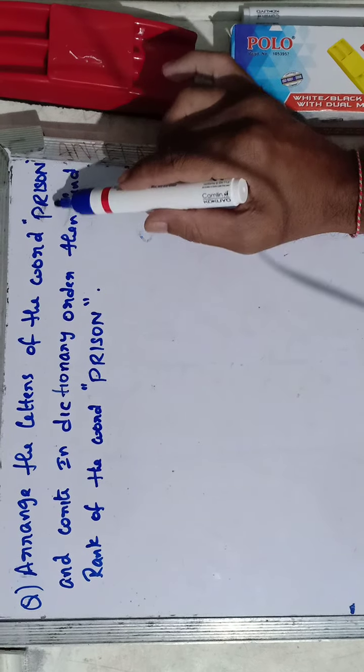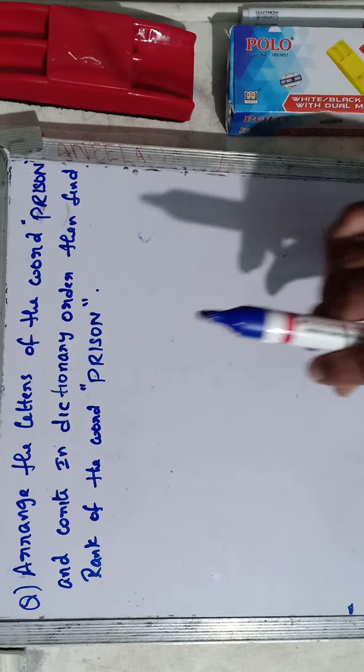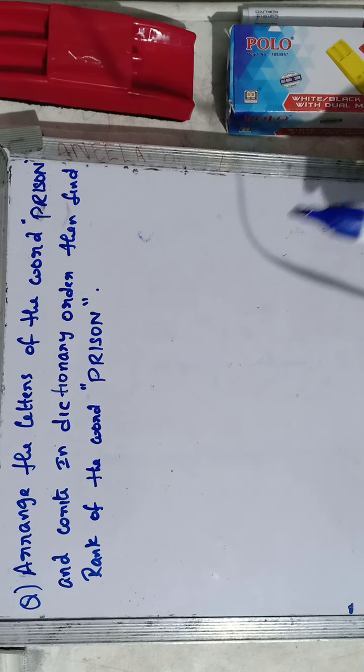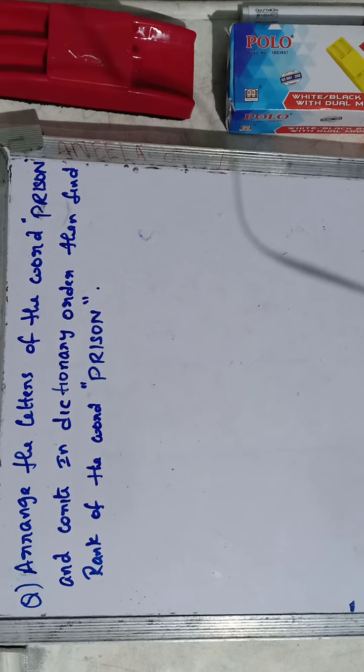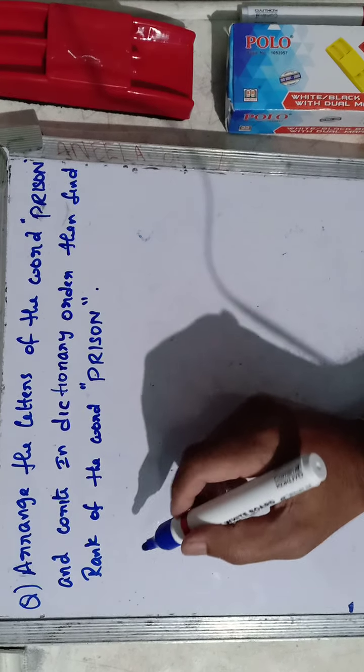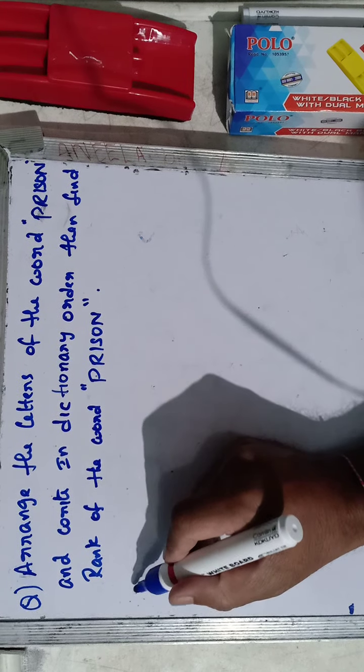First arrange the 6 letters. After that we'll get some words. Write those words in dictionary order, then find the rank of the word PRISON. So first, the given word is PRISON.